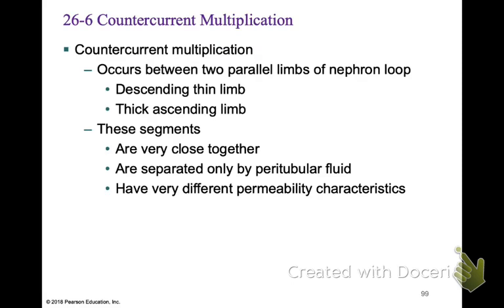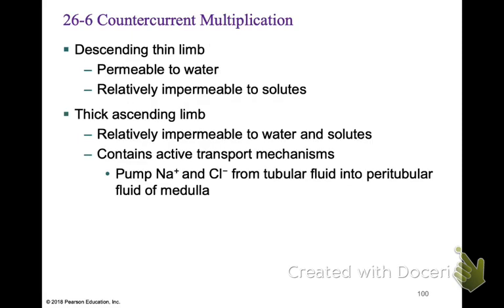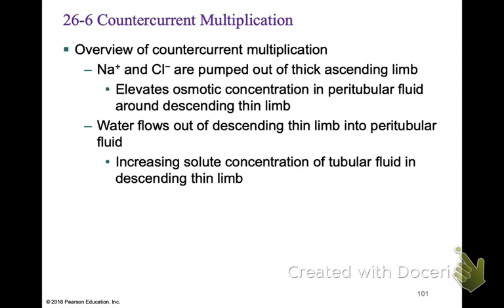So you've got the two opposing limbs, the descending and the ascending limbs, and they are very different in terms of their permeability. The descending limb is permeable to water but not solute, and the ascending limb is permeable to solute, sodium and chloride particularly, and not water. So basically what you can do is pump salt out of the thick ascending limb. That's right before it goes back up to the distal convoluted tubule. And that means the tubular fluid is more dilute, but that salt stays in the pyramid. And it draws water out of the descending limb.